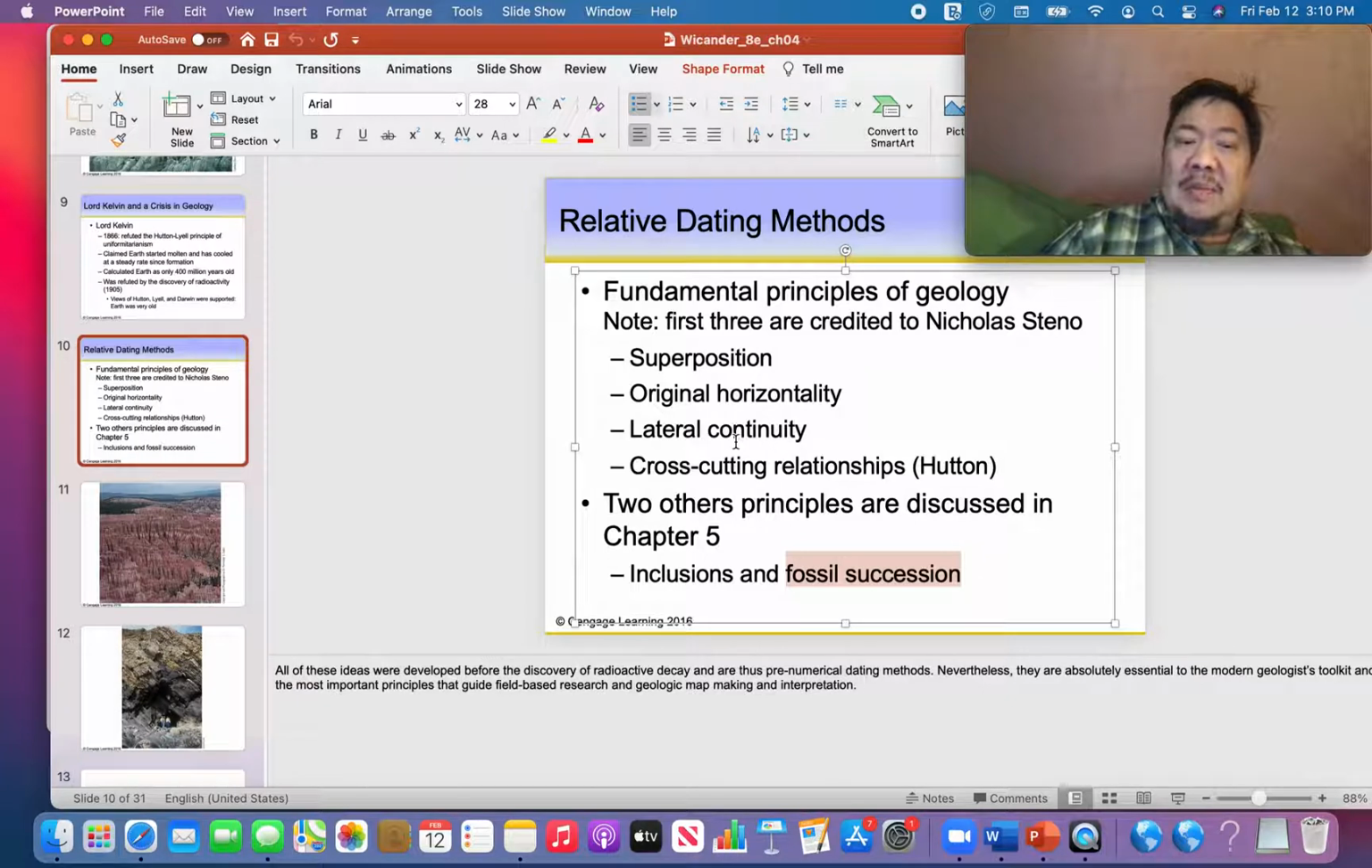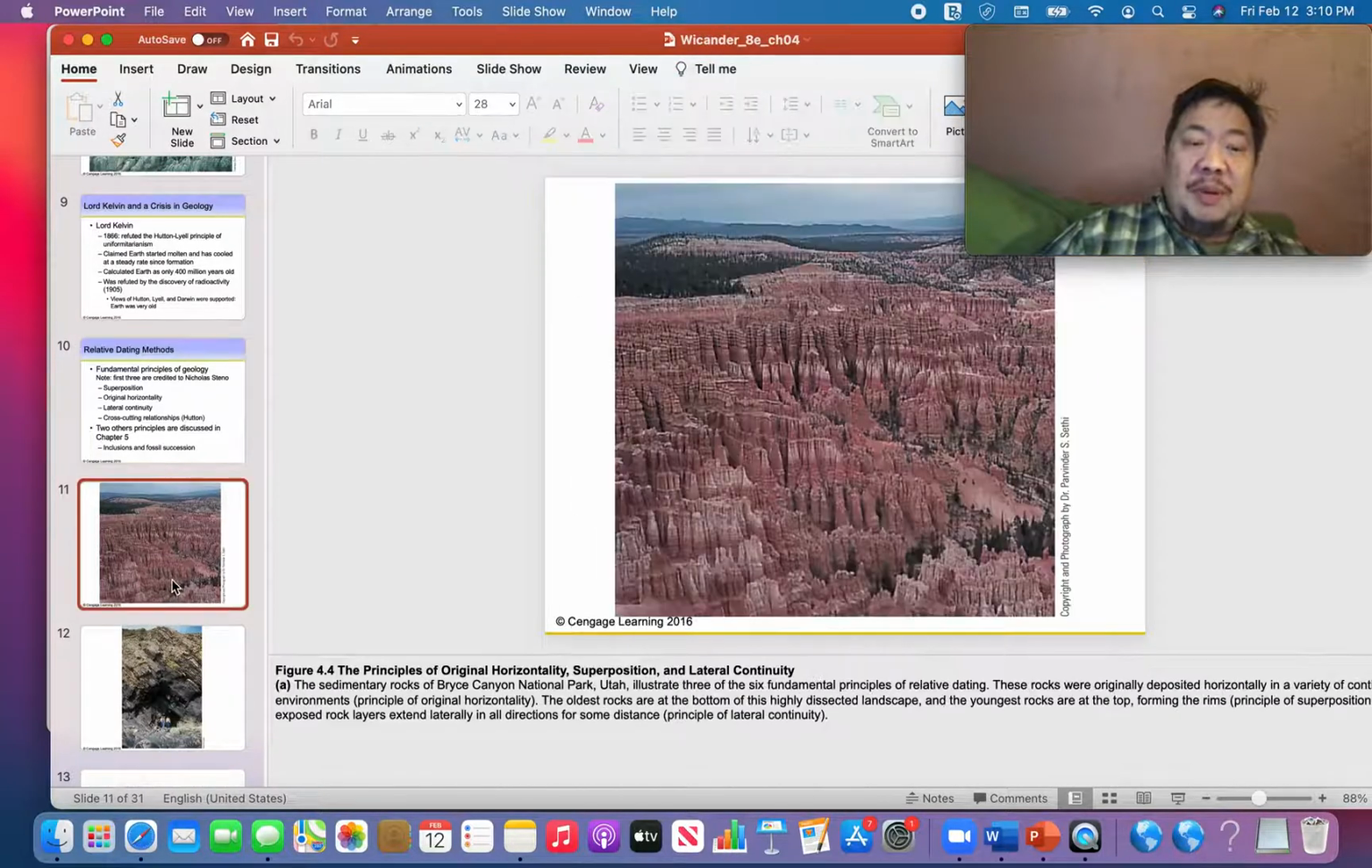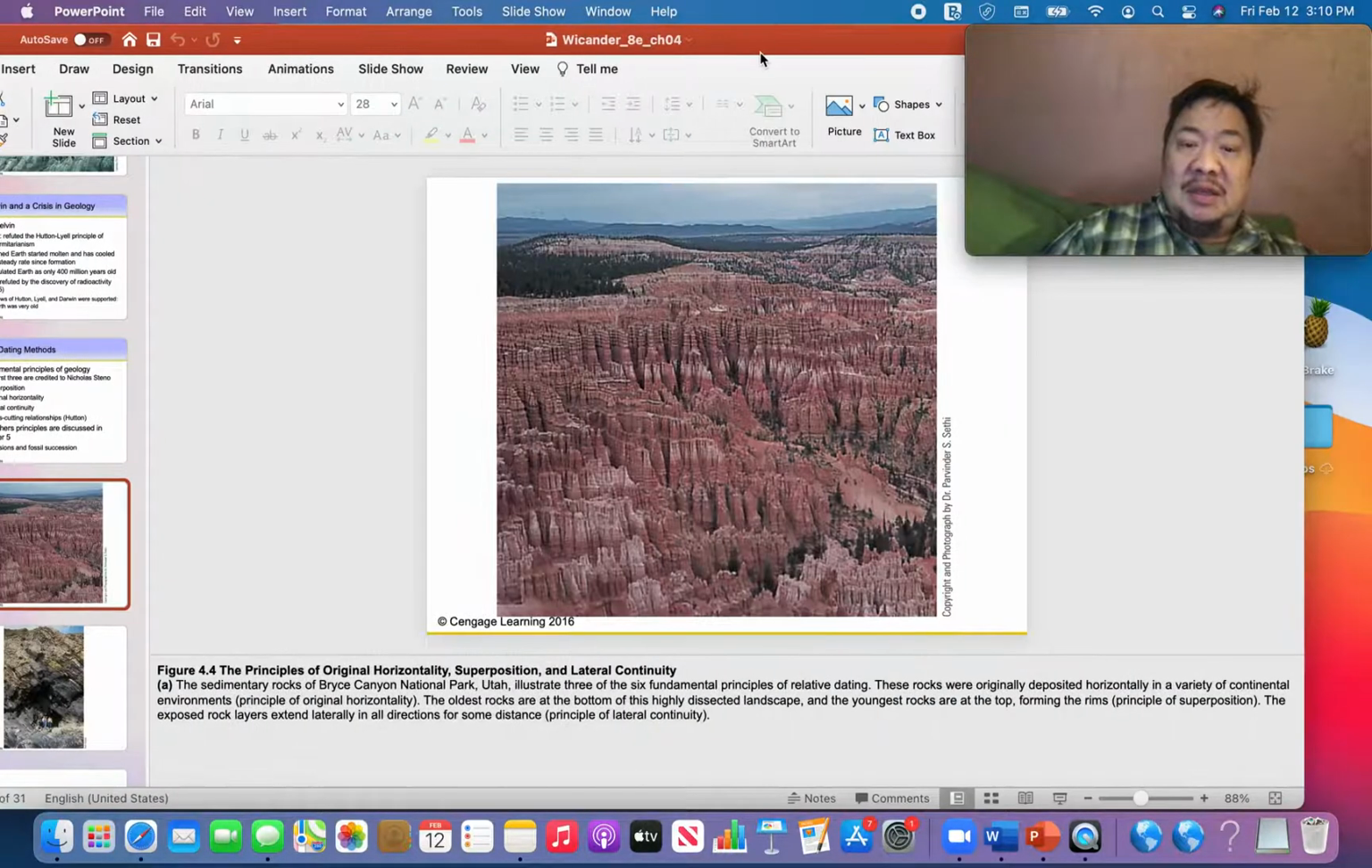Now, first let's talk about the first 3 principles, which are from a man named Nicholas Steno back in the 1800s. And you absolutely have to know how these work. So I'm going to show you some pictures here. First picture here is from Bryce Canyon National Park, Utah. And you see these spires of sedimentary rocks. Here you can see a bed of sedimentary rocks. This is a lighter colored one. And you can see other layers, but from now on we're going to call them beds.